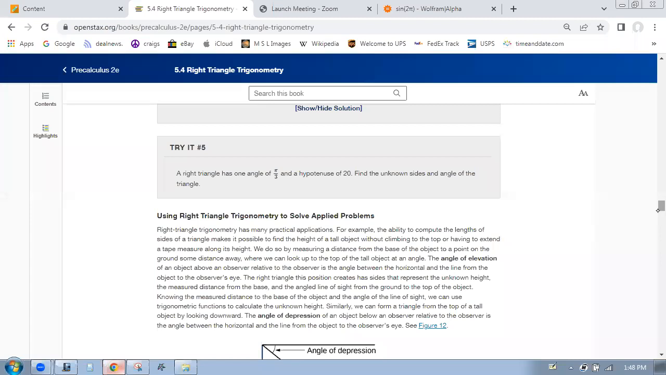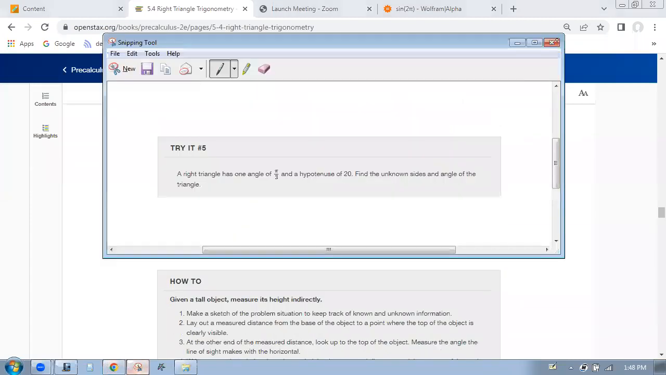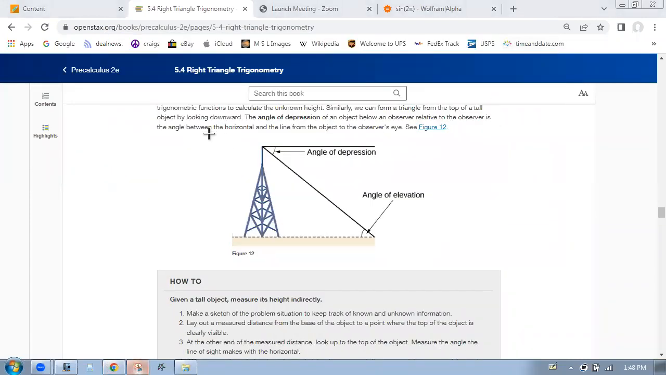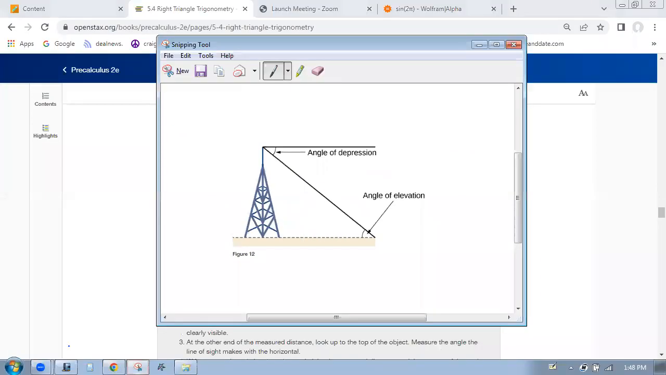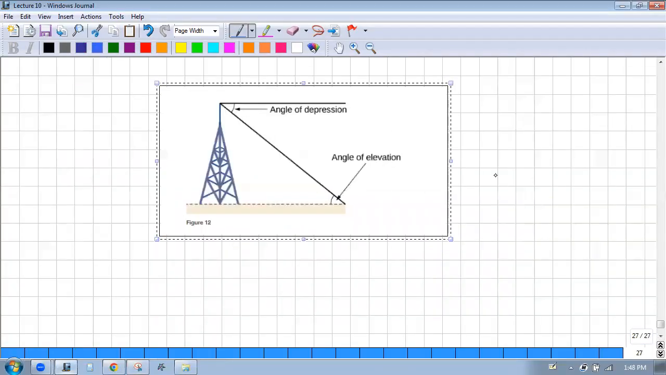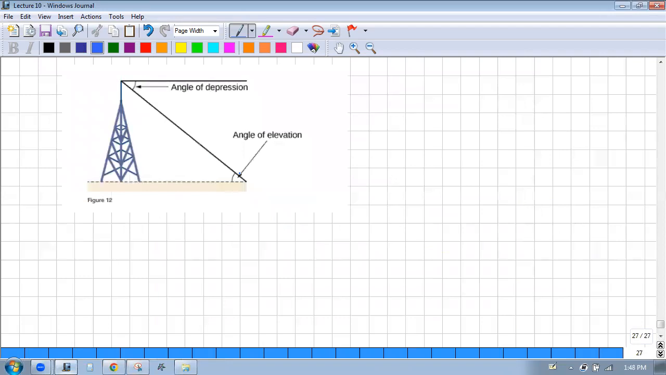And now we have angle of elevation and angle of depression. I'm not sure why they have these, because they're the same angle, but they have different names. Angle of elevation, angle of depression. If you have parallel lines, this and this are the same.